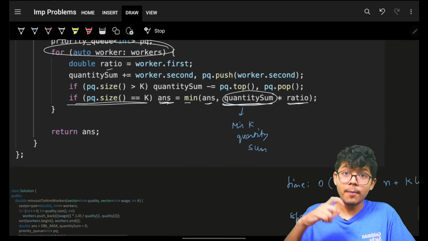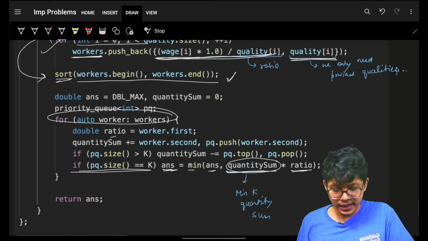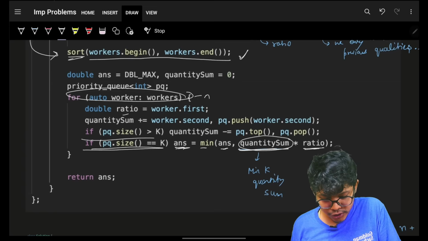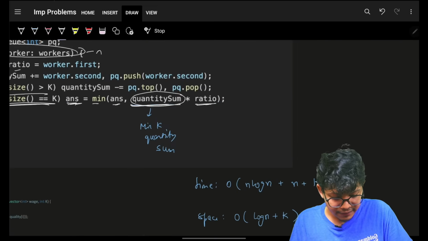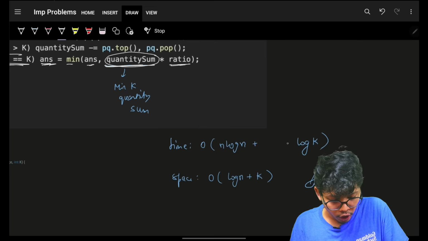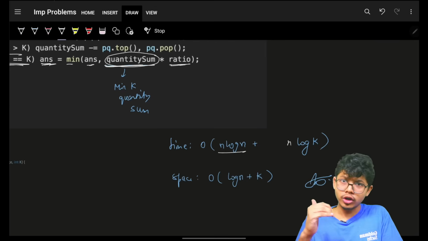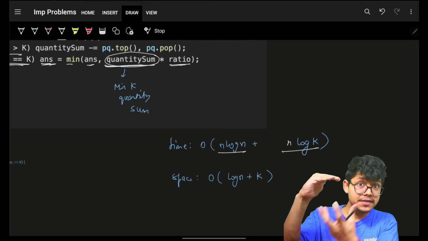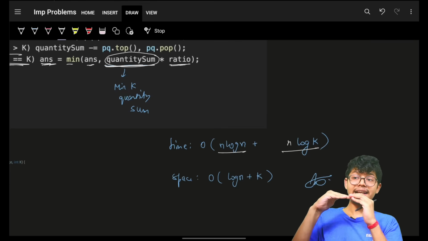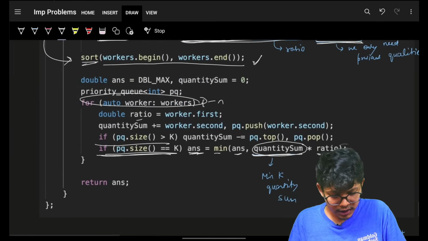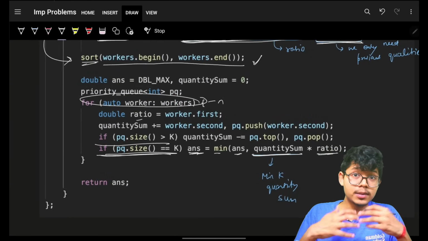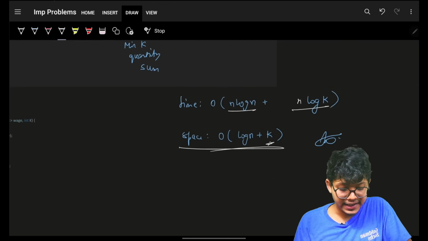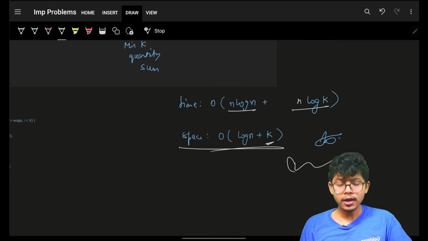Thus my complexity will be O of n log n for sorting. Going on to all the workers is O of n, and for every worker I am just pushing in the heap, so it will be O of n log k. O of n log n for sorting and O of n log k for every worker. I push in the heap, pop from the heap, and heap size will remain at max k, because as soon as it exceeds k, I make sure I remove elements from the heap. Ultimately space is log n for sorting and k for the heap, and that is our most optimal answer.